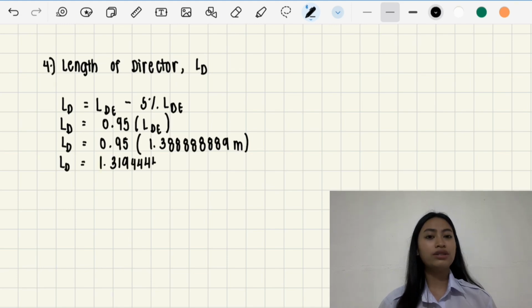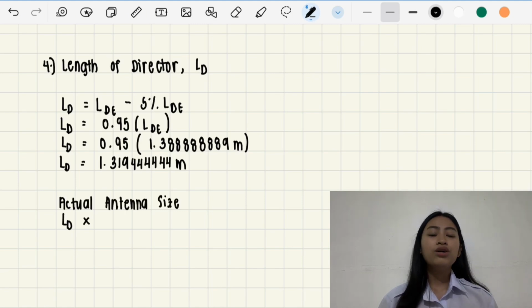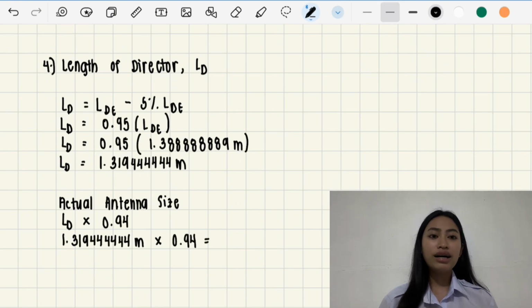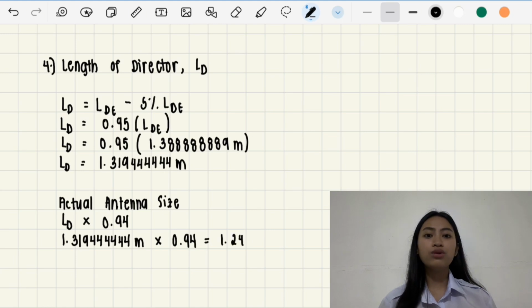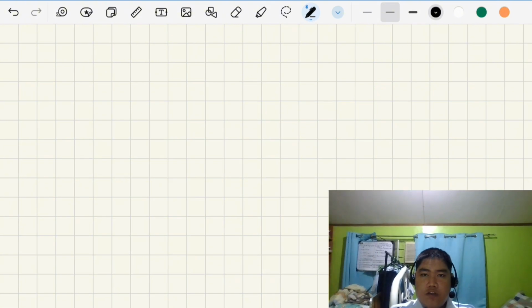The answer would be 1.319444444 meters. To get the actual antenna size, the formula would be LD multiplied by 0.94. So 1.319444444 meters times 0.94. Then the answer would be 1.240277778 meters.